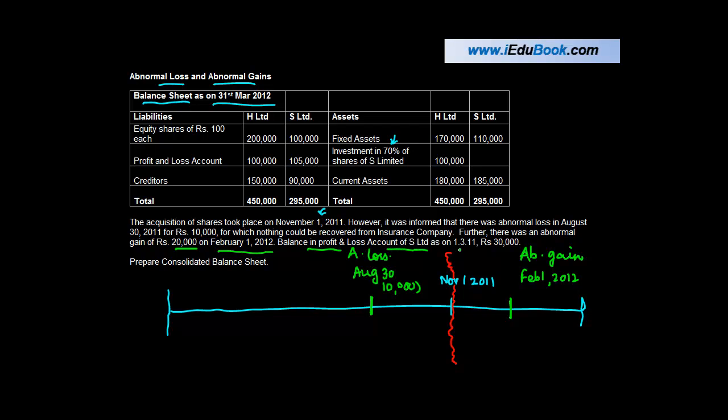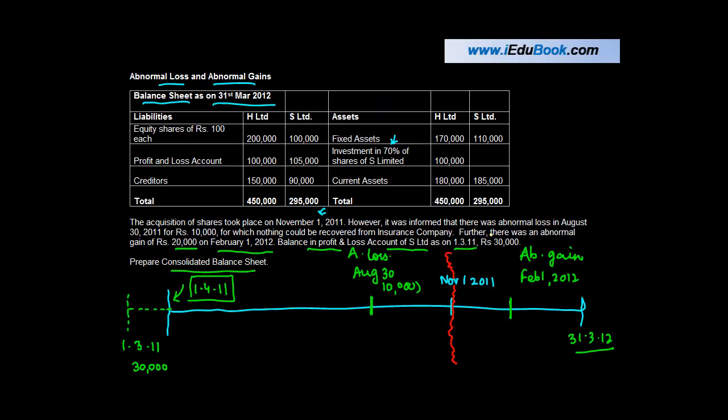Balance in the profit and loss account of S Limited on 1/3/2011. Now, 31/3/2012 is the date when you are given the balance sheet. You are given that the balance on 1/3/2011 was 30,000. Interestingly, in this question, you are not given the balance on the start of the financial year, but one month before that. Prepare consolidated balance sheet. So as I told you, we will take one item each at a time and move forward and then prepare our balance sheet. So you are required to prepare a consolidated balance sheet.